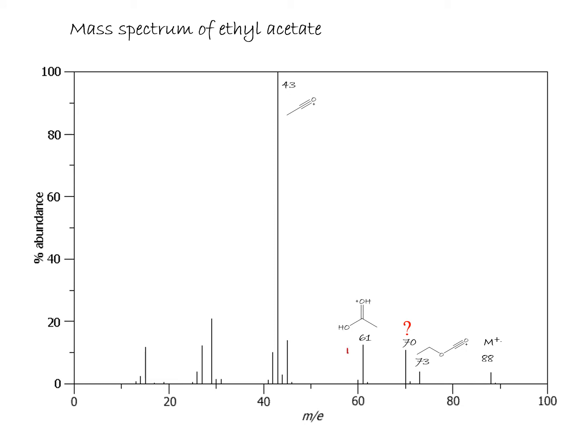Here is 61, here is 73, here is 43, besides the weak molecular ion. But what about 70? It's 88 to 70, minus 18. And minus 18 is most likely minus water. How can we eliminate water out?